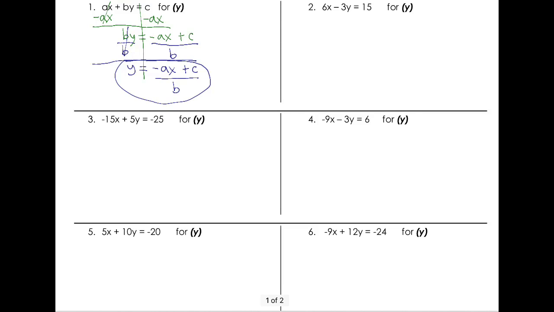These are not like terms, none of these. Ax, b, and c can't be combined in any way. They're not like terms, and so that leaves us with our final answer.